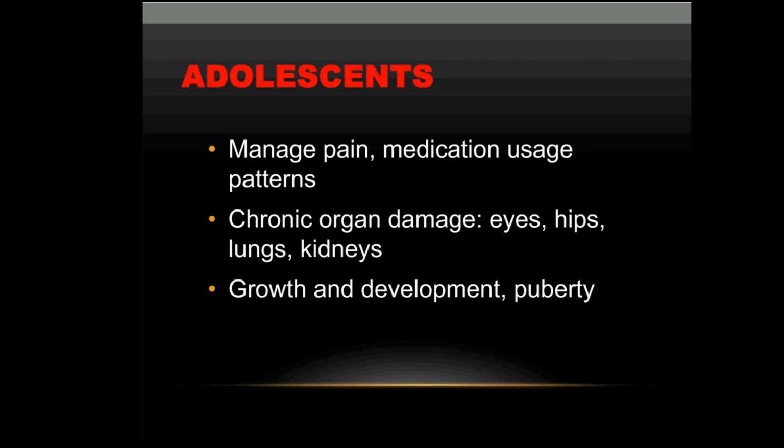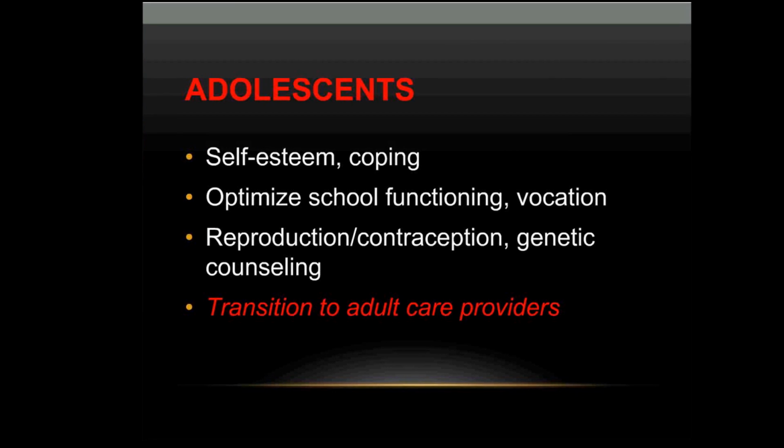So we really want to admonish the young person about the issues around possibly having chronic organ damage and the need to be keeping up with what's going on, the need to eat properly, keep well hydrated, etc. And we need to help them with their self-esteem and coping, optimize their school functioning, look forward to what they're going to do long term with their life as far as vocation. We also need to talk about reproduction and contraception and genetic counseling. And another thing is to think about transitioning to adult care providers.